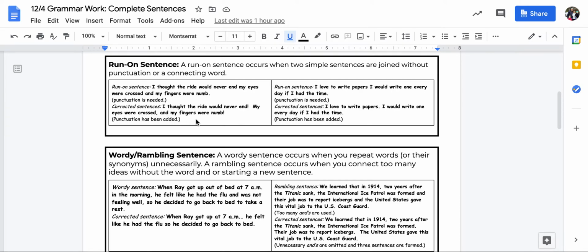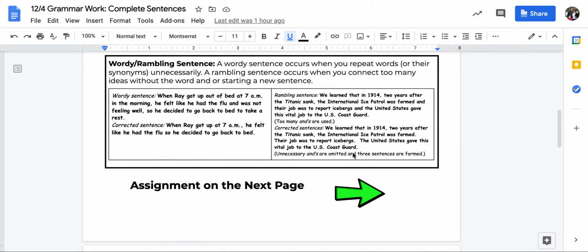I turn it into two different sentences. I thought my ride would never end! My eyes were crossed, and my fingers were numb. Okay, this makes it into a complete sentence. Another run-on sentence: I love to write papers. I would write one every day if I had the time. It looks like a complete sentence. It is a complete sentence, but it is a run-on. You need to put punctuation, turn it into two sentences. I love to write papers. I would write one every day if I had the time.